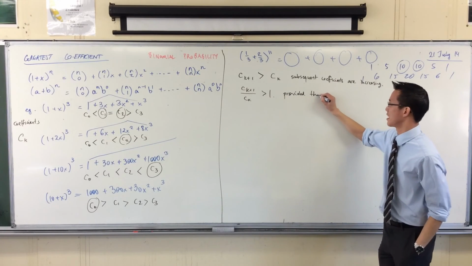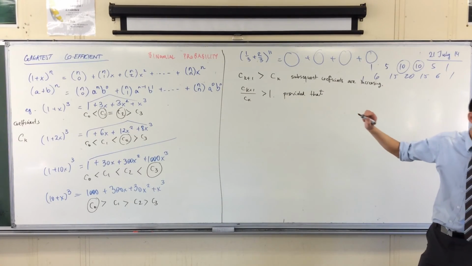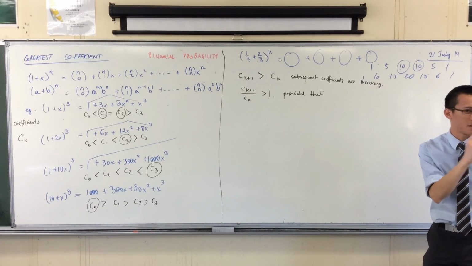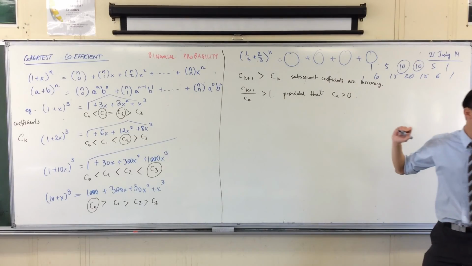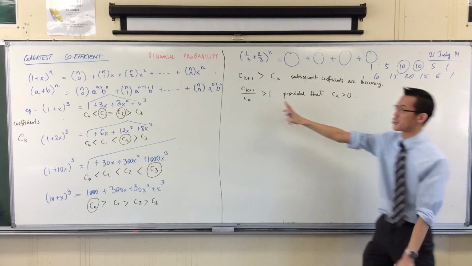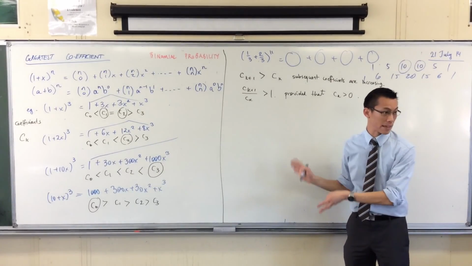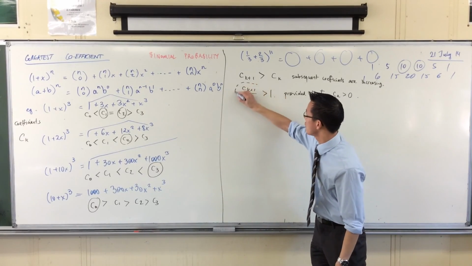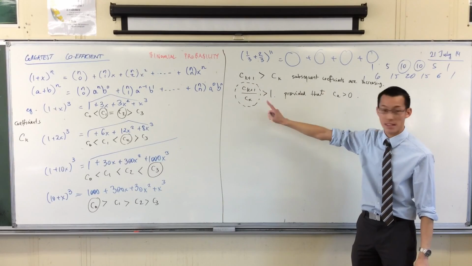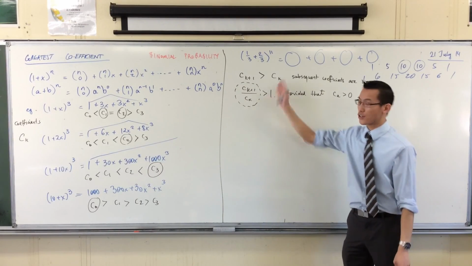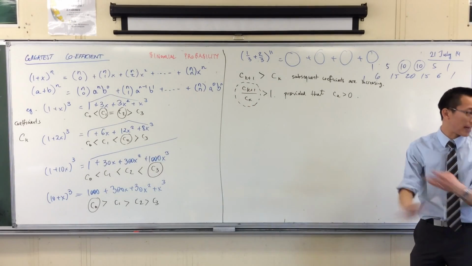there's a restriction. Can anyone see where the restriction is? The coefficient has to be positive, right? Because if it's not positive, what happens? Then it would change the direction of the inequality, and this kind of thing breaks down. So what we're going to try and do is come up with a general expression for this guy here. Once I've got that, then I solve it for greater than 1, and I can get my value out.